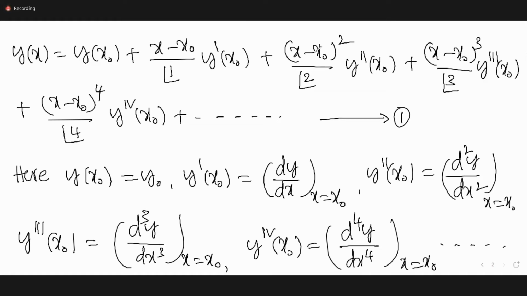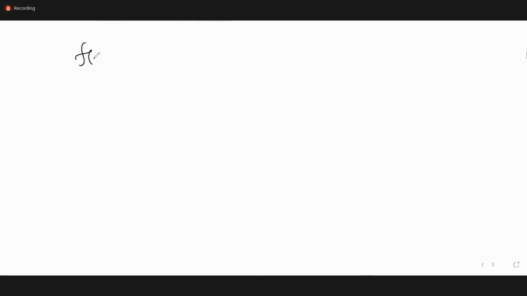This method is a single step method and works well so long as the successive derivatives of y can be calculated in an easy manner. What are successive derivatives? First order, second order, third order, fourth order derivative. For example, f of x is equal to x square plus y square. So you can calculate the derivatives very easily.